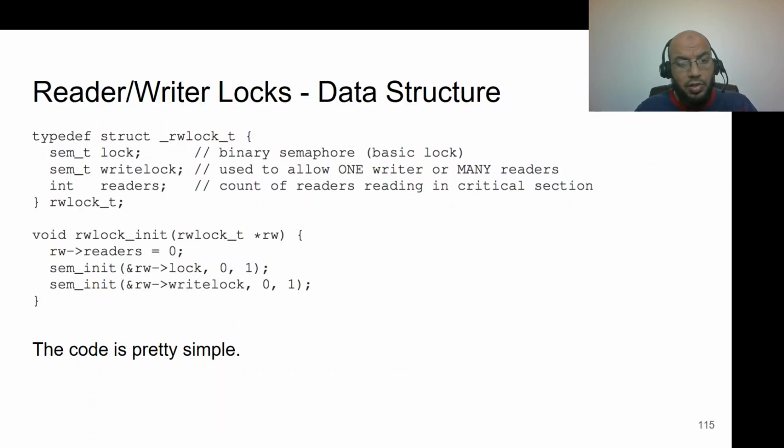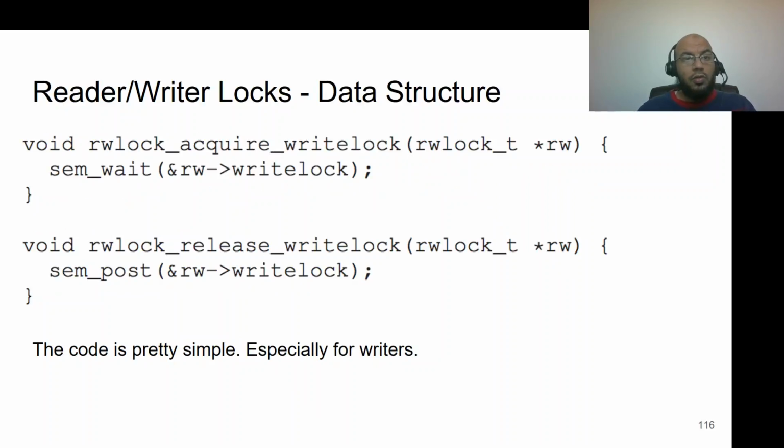So this code is pretty simple. Right now we have not done anything. For the writer, we know that when someone is writing, no one else can touch the data. Once you have someone writing, all other writers have to wait, and all other readers have to wait also until the write operation is done. So it's quite simple to lock the struct. You call wait on the write lock, and when you are done, you want to release the write lock, you call post on the write lock. You acquire the write lock, no one else can do anything.